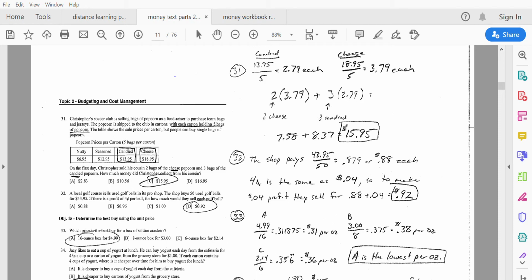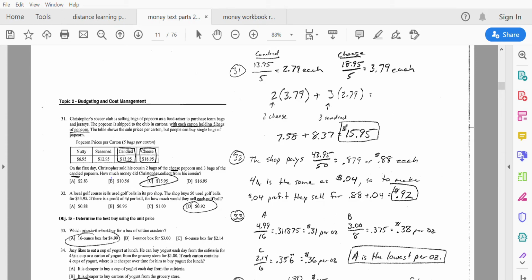31, soccer club is selling bags of popcorn. Says the popcorn is shipped to the club in cartons. Okay, now this is a key, what's underlined here. Each carton is holding 5 bags of popcorn. Okay, so that's important. 5 bags of popcorn in the carton. It says the table shows the sale prices per carton, but people can buy single bags of popcorn. Okay, so the question is, on the first day, he sold his cousin 2 bags of cheese popcorn and 3 bags of candy popcorn. How much money did he collect from his cousin?